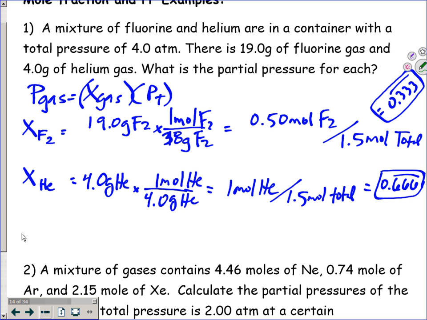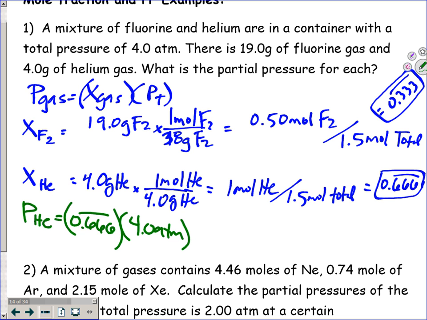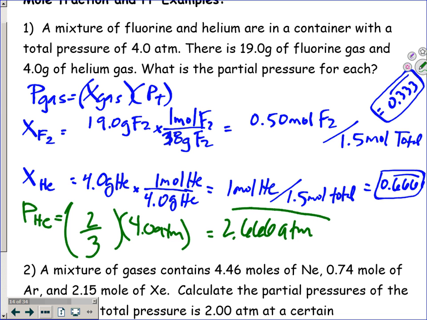Guys, go get your question in a second. So for the partial pressure of helium, we'll do 0.666 repeating times 4 atmospheres. You can do that in your head. If it helps, I'll do 2/3, so it's 2 times 4, which is 8. What's 8 divided by 3? 2.666. Is that right? Yes. Okay, and then you guys do the other one.